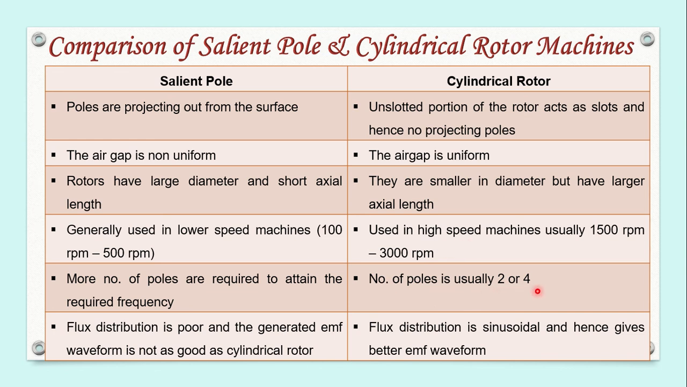2 or 4. So next point, as the salient pole machines have a non-uniform air gap, the flux distribution is also non-uniform. And due to this non-uniform flux distribution, the generated EMF waveform is not as good as cylindrical rotor machines. The generated EMF waveform will not be a pure sinusoidal waveform, and this is due to the non-uniformity of the air gap. But in case of a cylindrical rotor machine, the air gap is uniform, so flux distribution will be sinusoidal, and also the generated EMF waveform will be a pure sinusoidal one.